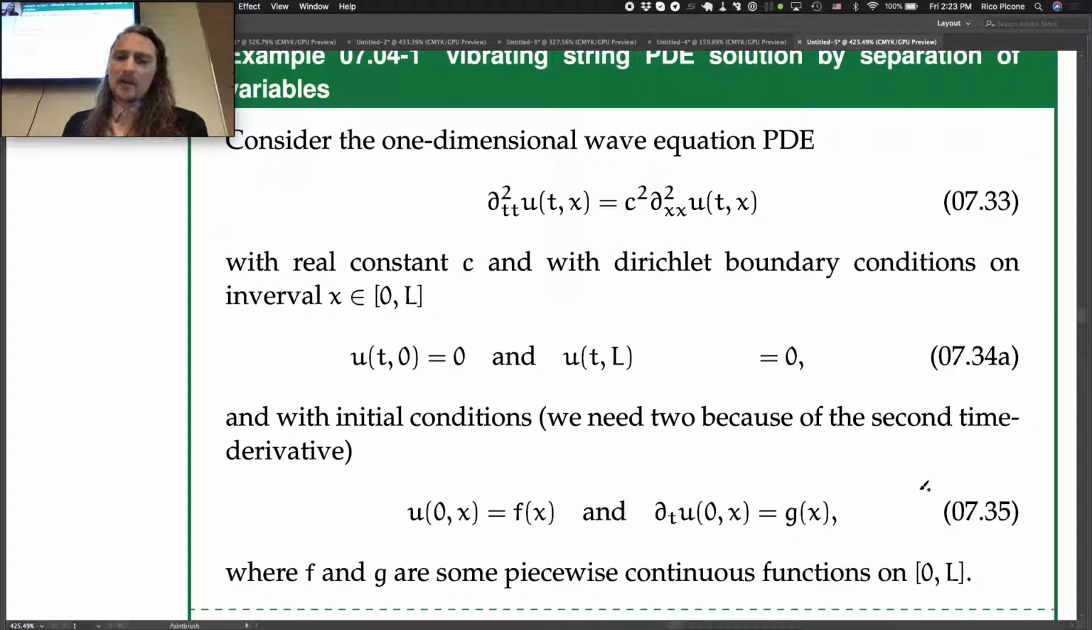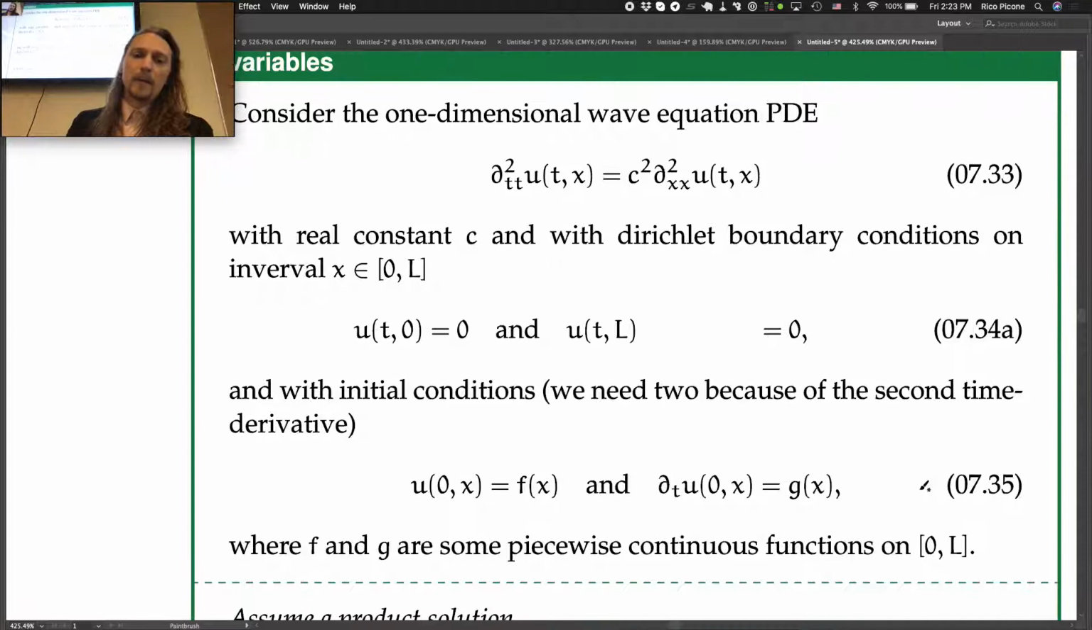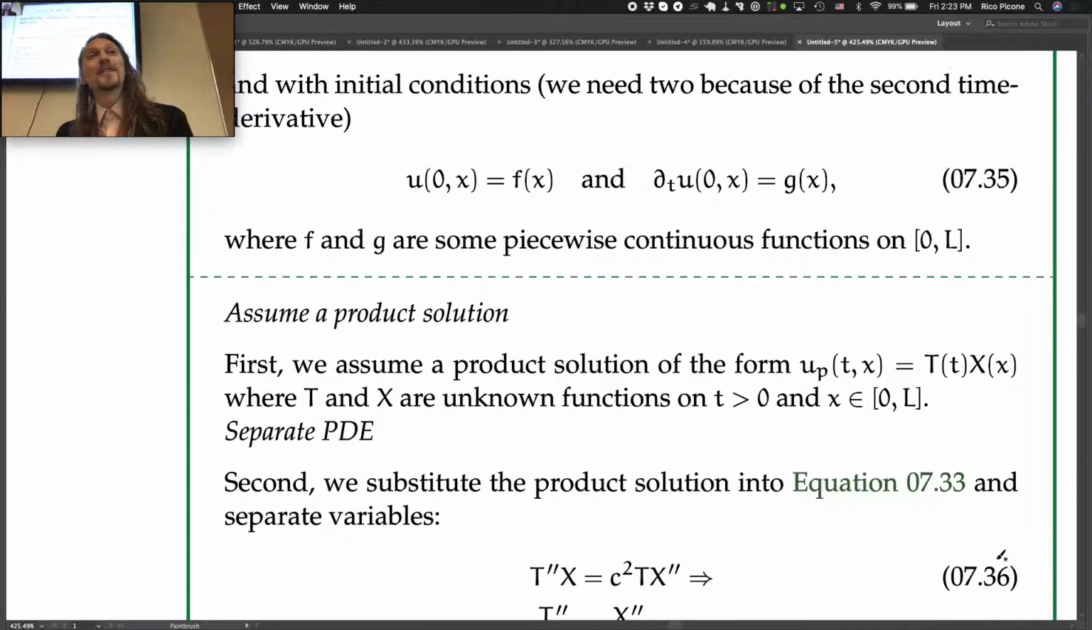And with initial conditions, we need two initial conditions because of the second time derivative. We need the initial condition f of x, which is the distribution that the string starts in, so how it is initially positioned. And then the time derivative of that is the initial velocity of the string as a function of space, g of x, where f and g are some piecewise continuous functions on 0 to L.